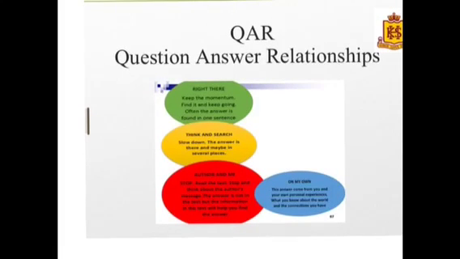The relationship between questions and answers. How to categorize different types and levels of questions, from right there, think and search, the author and me, and on my own questions, as well as how the text does not have all the answers. QAR helps students consider both information from the text and information from their own background knowledge. If students are asked to create their own questions, QAR also extends their writing ability.